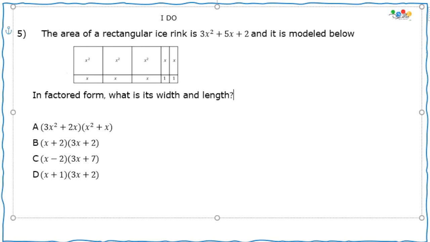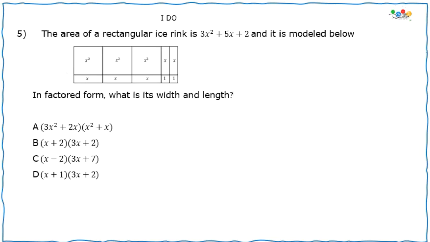Let's read the problem. It says, the area of a rectangular ice rink is 3x squared plus 5x plus 2, and it is modeled below. In factor form, what is its width and length? Well, first of all, we know that it is a rectangle. We also know that this represents the area, right? So I'm going to highlight the word area, and I'm going to highlight this as well, because they go together. That's the area. What is the question asking me to find?